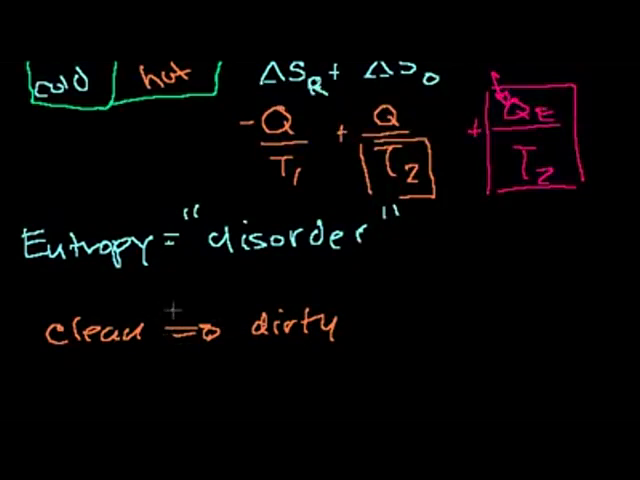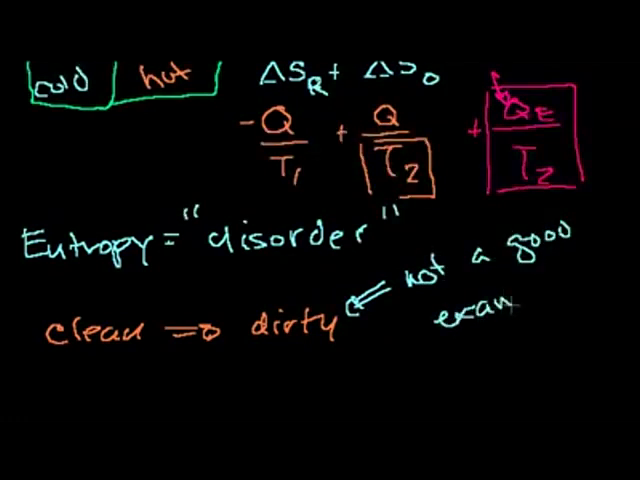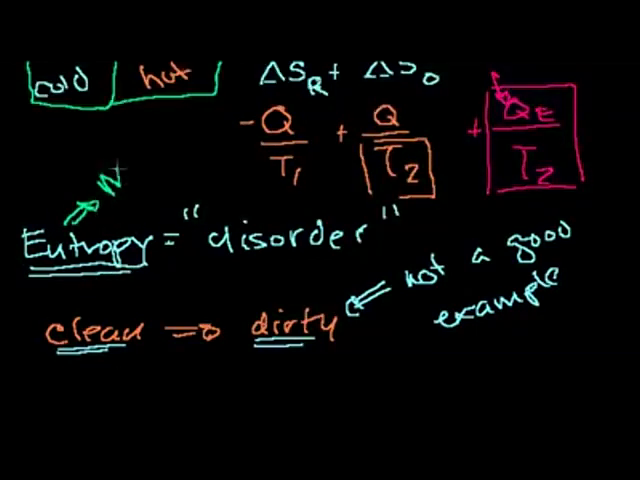And this is not a case of entropy increase. So this is not a good example. Why is that? Because clean and dirty are just states of the room. Remember, entropy is a macro state variable.